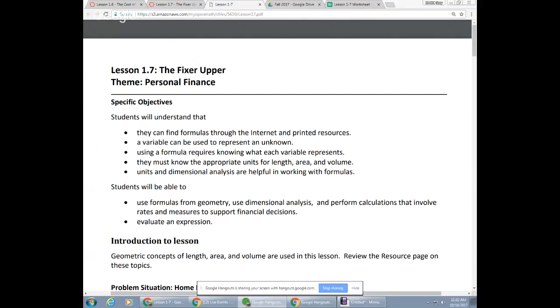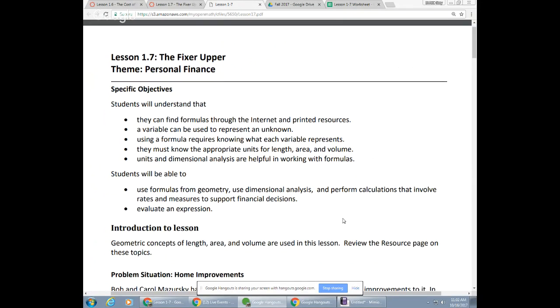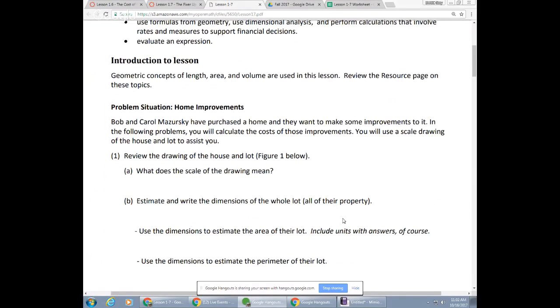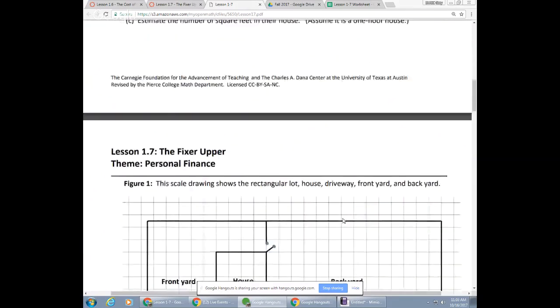Welcome, quantitative literacy students. We're going to take a look at this fixer-upper exercise, and we're going to play around with some formulas and scale drawings to analyze a couple of problems that a homeowner might face when they're doing certain things to their property or house. So let's take a look here. We have the Mazurskis are going to do some work on their yard.